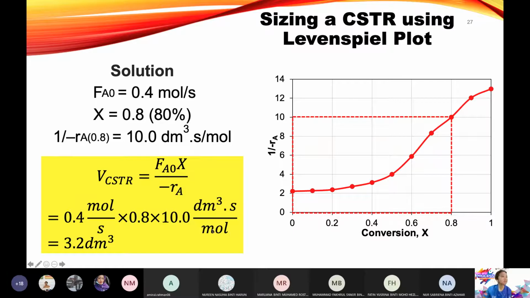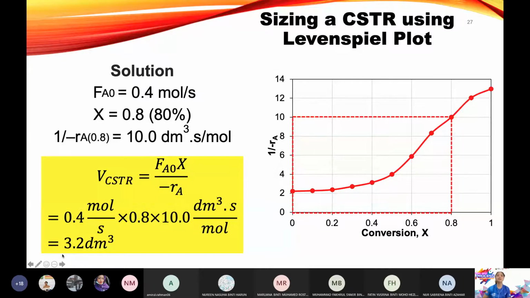Kalau kamu tengok unit 1 per minus RA ini kan terbalik unit minus RA. Kalau unit minus RA, mole per dm cube second, 1 per minus RA terbalik. Jadi dm cube second per mole. So kamu perasan saya cancel mole, I cancel the second, I'm left with dm cube. So you get the same answer, still the same volume.